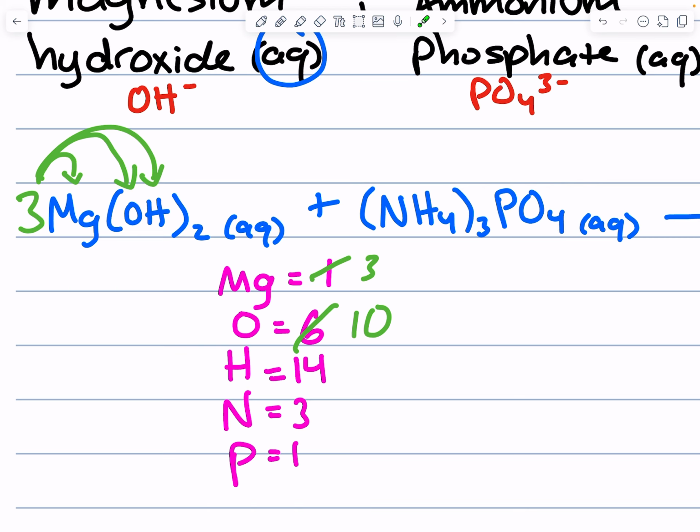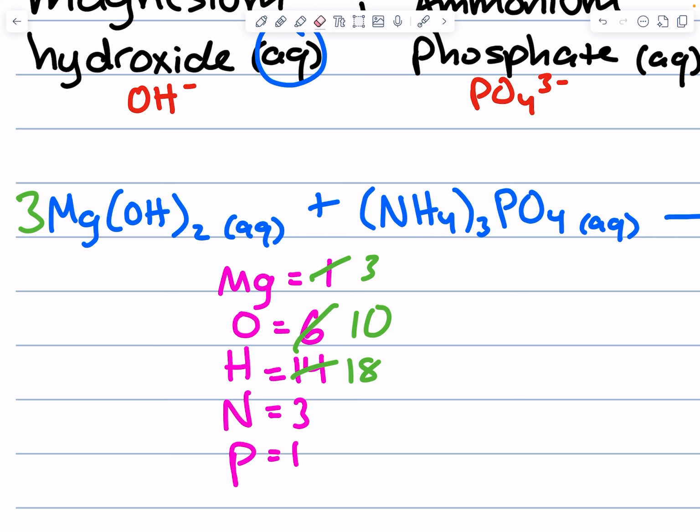Okay, for the hydrogens, I have 2 hydrogens. Multiplying it by 3, I have 6 hydrogens. But remember, I also have hydrogens on this side. I have to add them. There are 12 hydrogens here. So 12 plus 6 gives me a total of 18. Perfect.